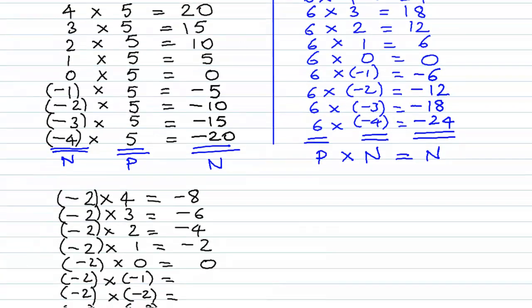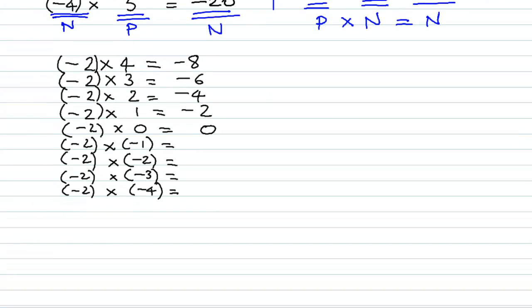So what happens when we multiply two negative numbers? Just now we saw that when a negative number is multiplied with a positive number, we get a negative answer. So negative 2 multiplied with 4 gives us negative 8. Similarly, minus 2 threes gives minus 6. Minus 2 twos gives minus 4. Minus 2 ones gives minus 2. And minus 2 zeros gives 0.